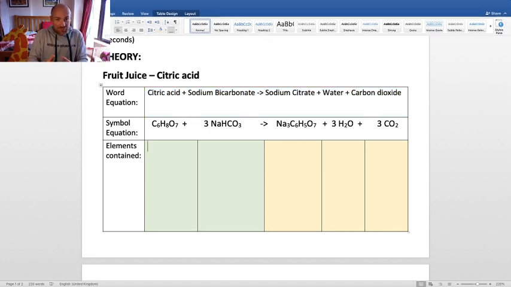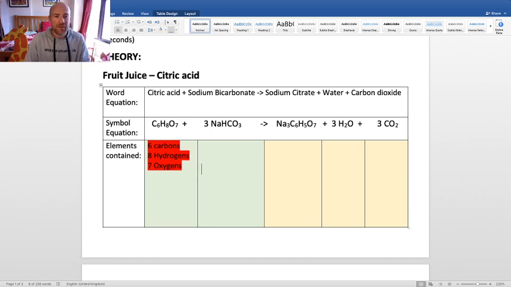I want you to write this down now. Okay, so we've got 6 carbons. We've got 8 hydrogens. And we've got 7 oxygens. Okay, write them down. There you go. 6 carbon atoms, 8 hydrogen atoms, 7 oxygen atoms, all joined together, making citric acid. Write them in your sheet now.